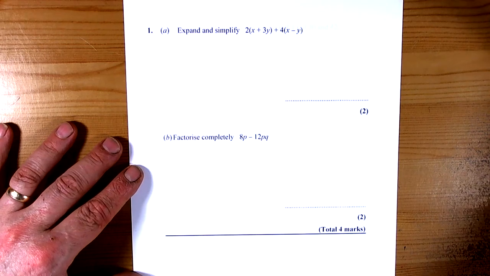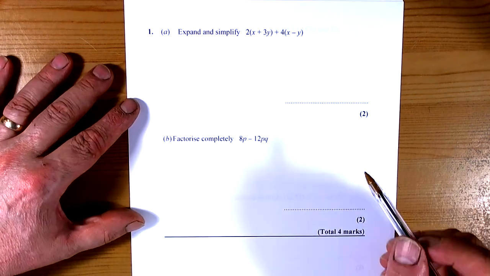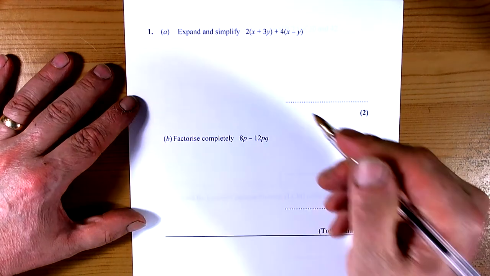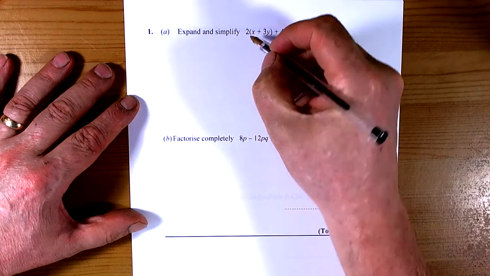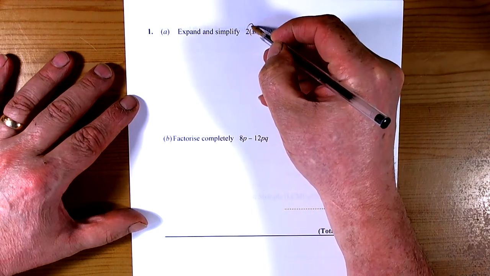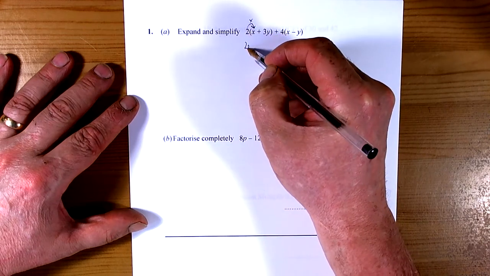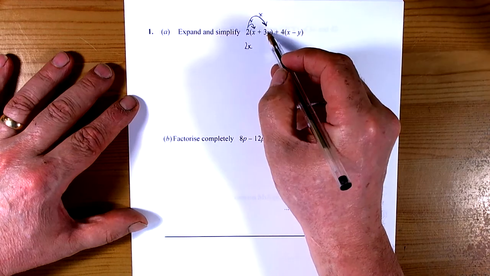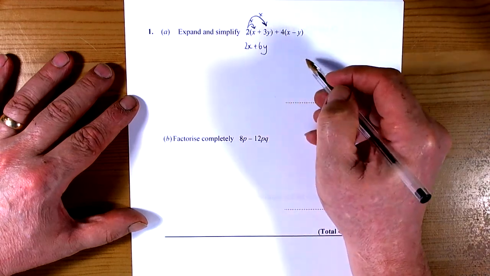Okay, so we've got some practice questions here to keep you going. We've got expand or simplify. So we recognise expand means if you've got numbers in front of brackets, timesing. So we end up doing 2 times that, which will be 2x. And then we do 2 times this, which will be 2 times 3y, which will be 6y.